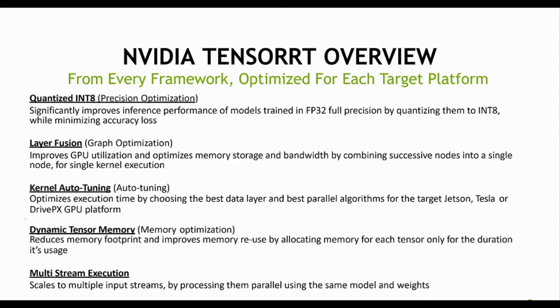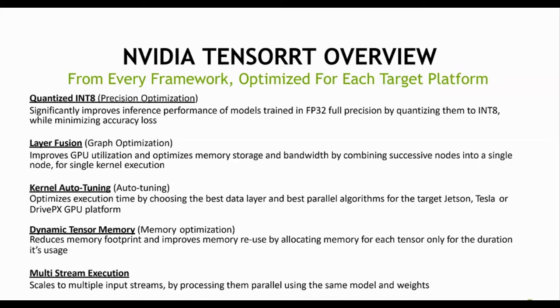The other one is kernel auto tuning. So like I said, every target hardware will have a different GPU architecture, and hence the best parallel algorithm, that means the best CUDA kernel for that target architecture, will be very different. So what TensorRT will do is it will try to tune and find the most optimal CUDA kernel for that target hardware. It also does other things like dynamic tensor management as well as multi-stream execution. That means if you have parallel streams coming in, how can I use all those streams together and do the inferencing with the TensorRT engine?